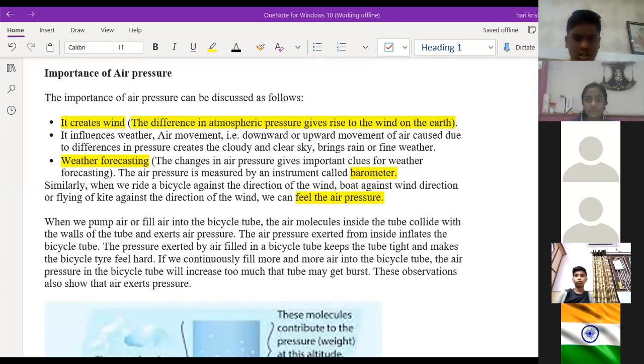Suppose you keep the gas in a cylinder, the gas particles will collide with the walls of the cylinder. If you keep the gas in a bicycle tube, the gas particles will go and collide with the tube, right? Yes, sir.